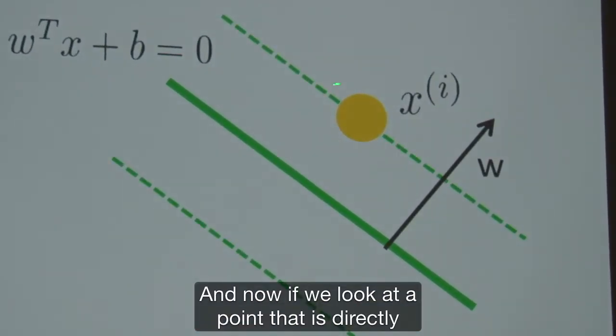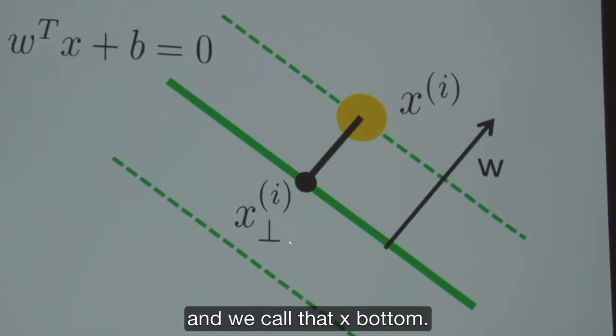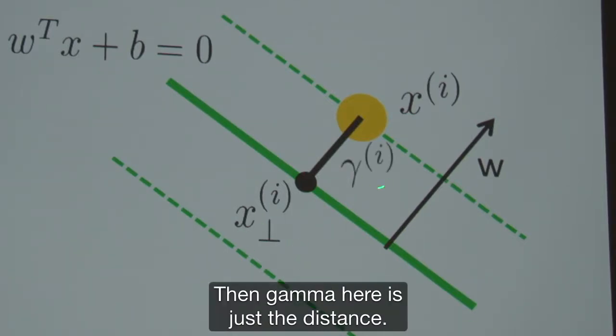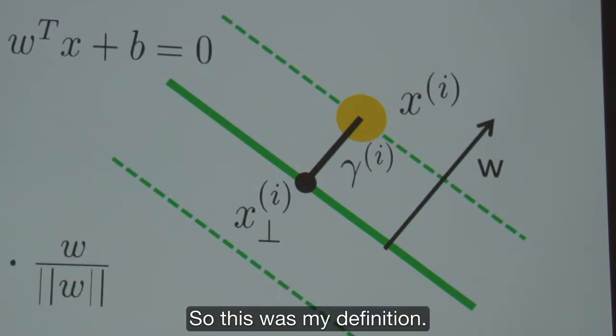And now if we look at a point that is directly on that margin, and we project it down to W, and we call that x bottom, then gamma here is just the distance. That is the width of that maximum margin. Okay, so this is my definition.